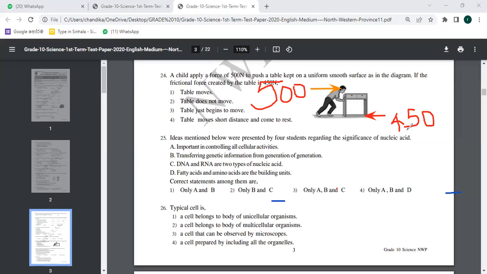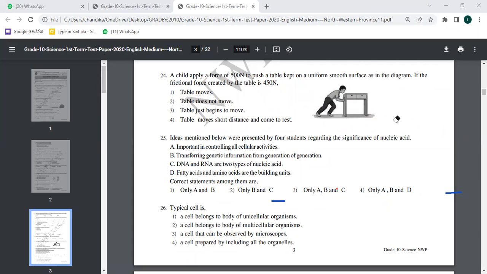If somebody says that the table just begins to move, the difference has to be mostly a decimal number. Let's say the force applied by the boy is 450.5, 450.1, at least 451. So it can be accepted. But he is applying a force of 500 Newtons. The difference is 50 Newton, so it cannot be just beginning to move. It is moving, however.